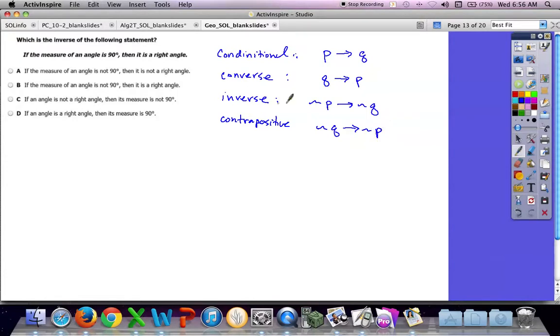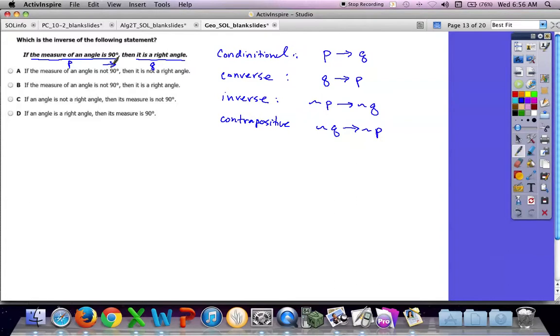So we're being asked to find the inverse. So let's see what we've got here. Which is the inverse of the following? If the measure of an angle is 90 degrees, then it is a right angle. Right? So here's our P. If the measure of an angle is 90 degrees, that's our P. Then it is a right angle, that's our Q.